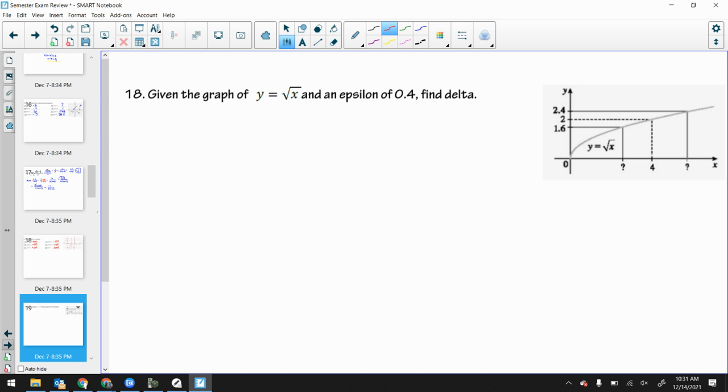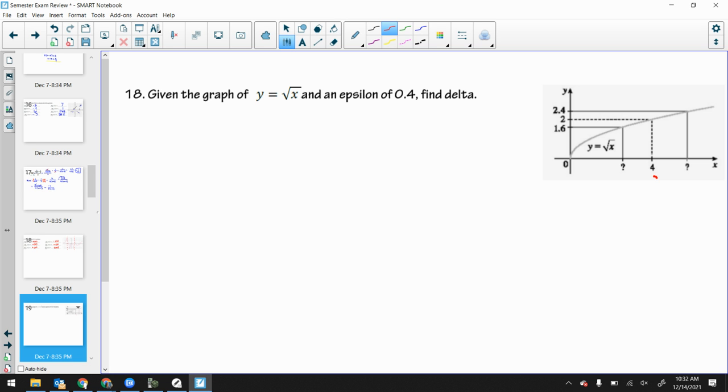Again, what are we finding the limit as x approaches? The limit as x approaches 4, right? What are they giving us as our epsilon? Do I even need to? It tells you that within the problem. But look at the graph. Just look at the graph, and are you able to tell what the epsilon is?